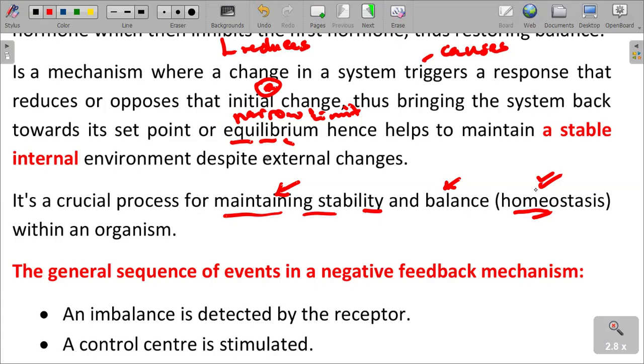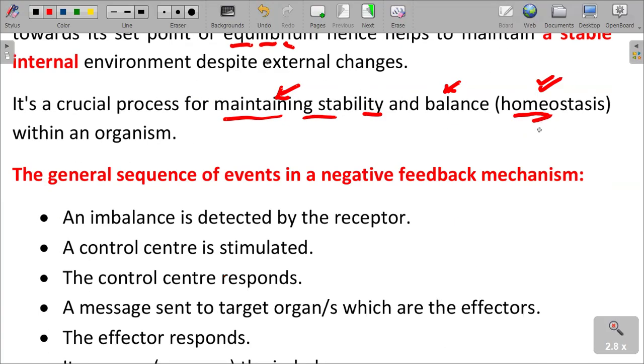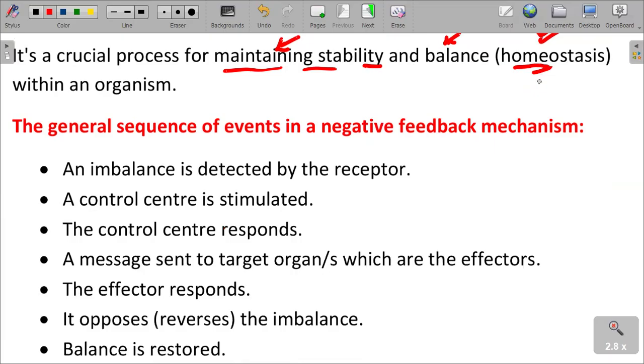So the general sequence of events that occurs in a negative feedback mechanism. What happens in a negative feedback mechanism? There is a sequence of events. These events are quite sequential. They have a specific order in which they occur. So what I want you to look at is that there are specific events that occur. One, an imbalance is detected by the receptor. We are saying an imbalance is what? It's a change. It's a change that is detected by the receptor.